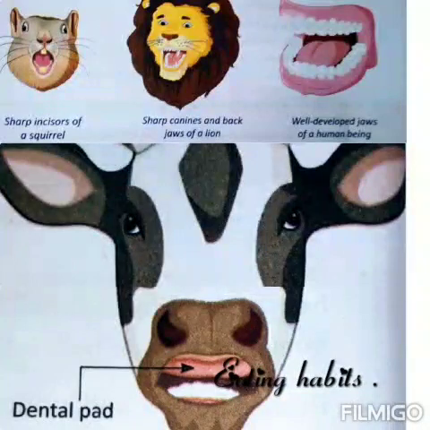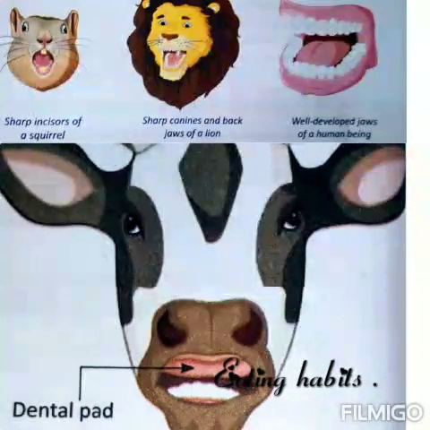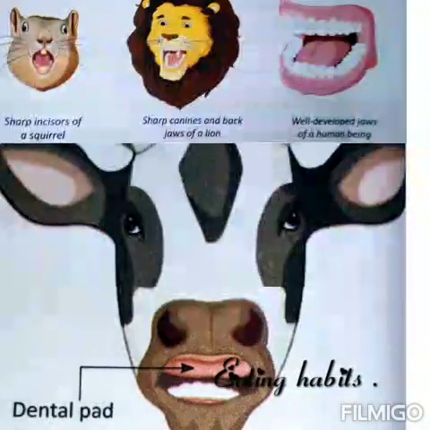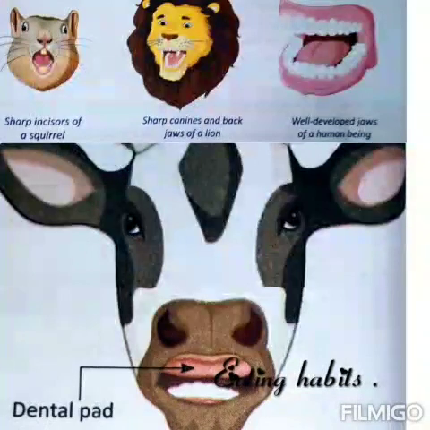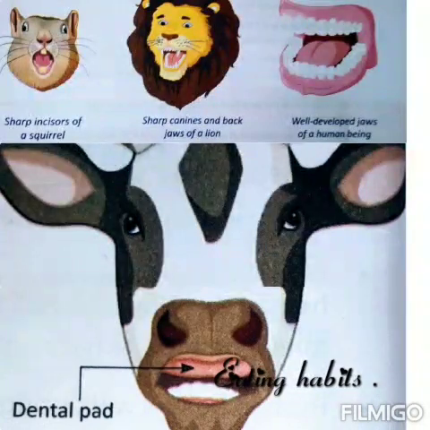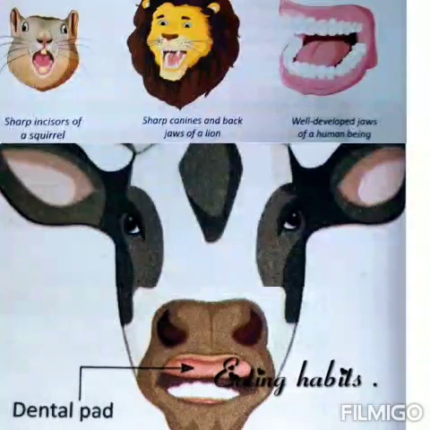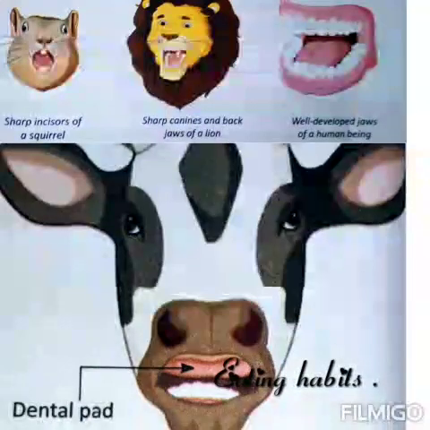What is the use of the dental pad? The dental pad helps them to gather large quantities of grass and other plant matter. The dental pad is present in the upper jaw and the sharp incisors in the lower jaw. These help them to hold and pull out grass and leaves. They also have broad premolars and molars that help them to grind and chew the grass.